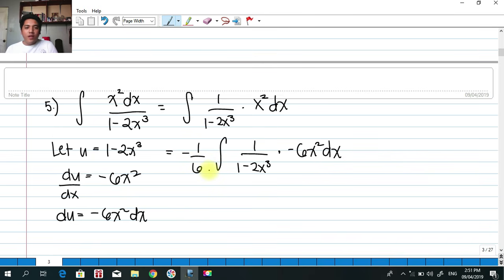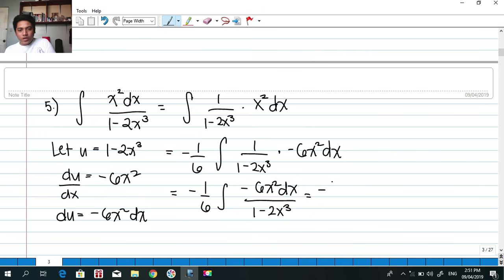Again, just to offset the value of negative 6 that we have added inside the integral. So, again, negative 1/6 times the integral of negative 6x squared dx over 1 minus 2x cubed. Using u substitution, the integral of negative 6x squared dx is du, over our original function u, 1 minus 2x cubed, that is simply u.